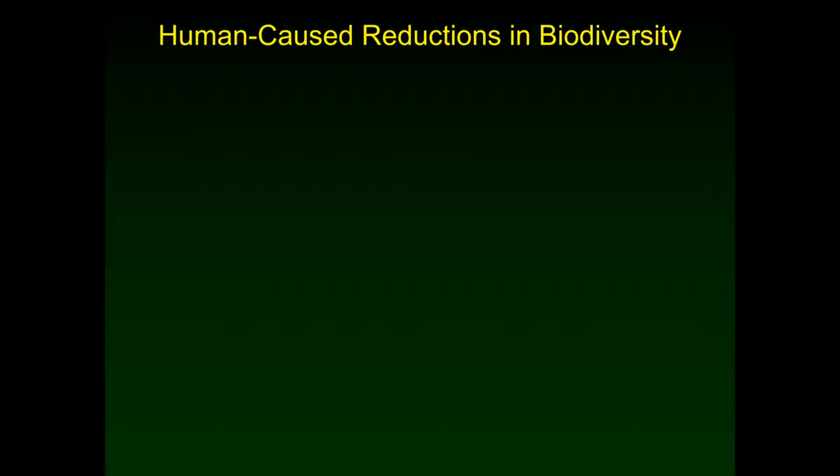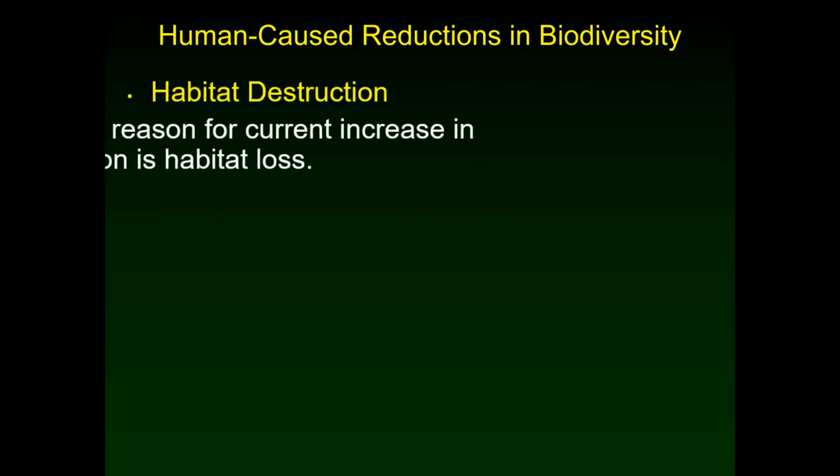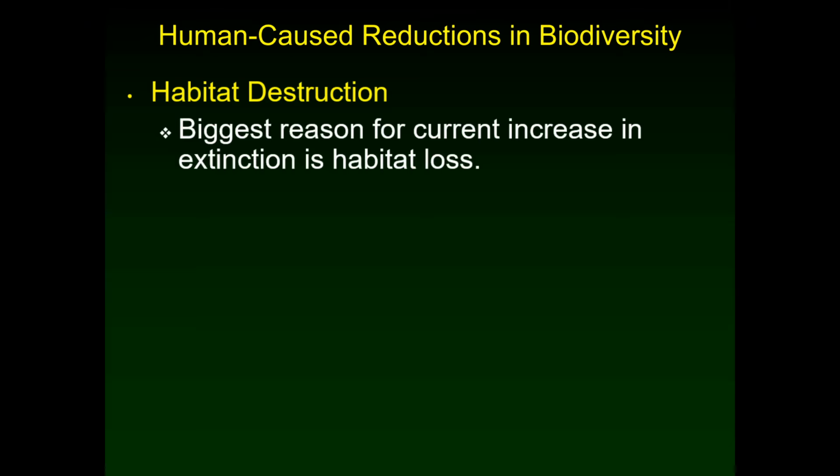But let's look at the human caused reductions in biodiversity. This is what we're interested in. When we talk about environmental science, a lot of it is focused on human reduction. So habitat destruction, which I brought up earlier. The biggest reason for the current increase in extinction is habitat loss.